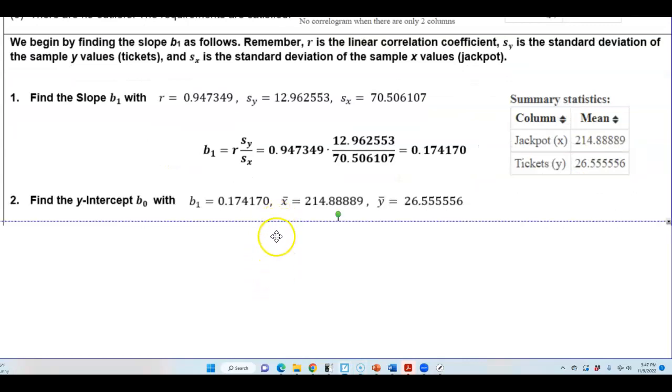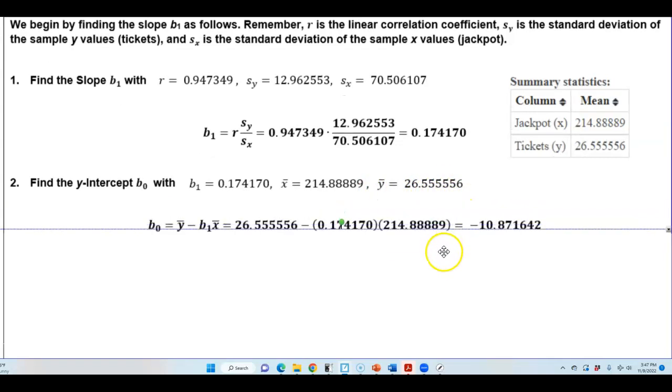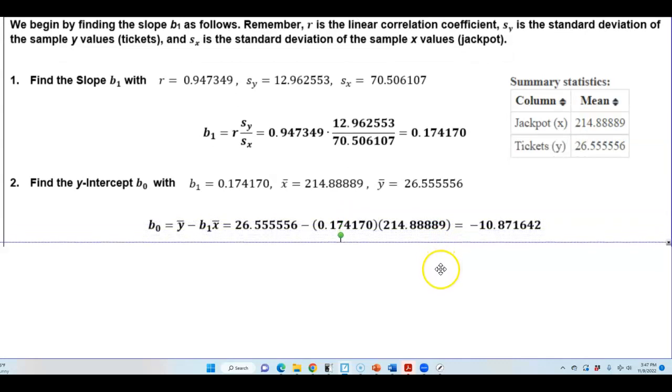So we can see here the following. We know that from the first step, we found that the slope is 0.174170. The mean for the jackpot values, which is x, is 214.88889. And the mean values for the y is 26.555556. So now what we're going to do is plug this into our formula. So let's go ahead and do that.